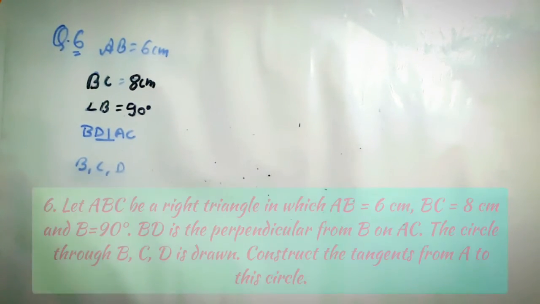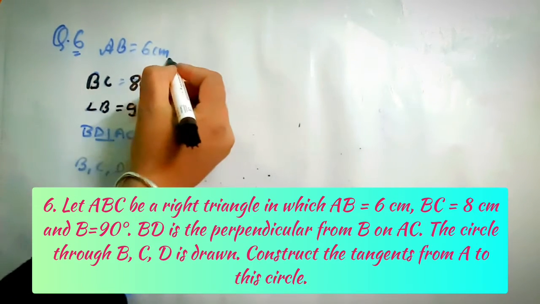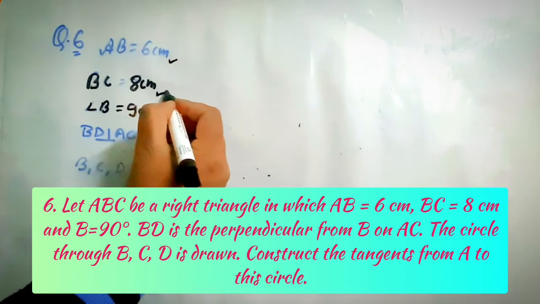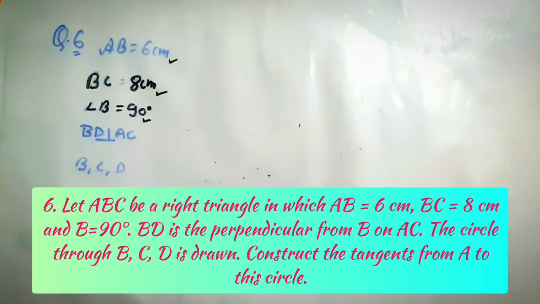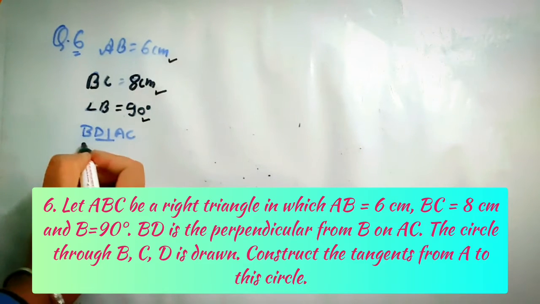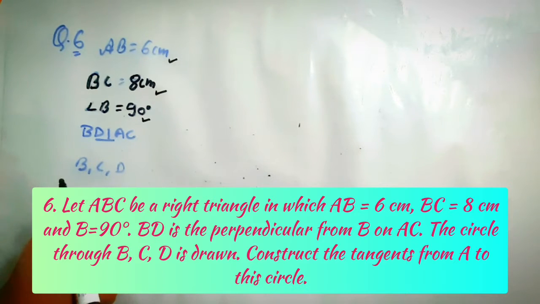Namaste everyone. Today we are going to discuss question number 6 of construction of circles. Let ABC be a right triangle in which AB equals 6 cm, BC equals 8 cm and angle B equals 90 degrees. Then BD is perpendicular from B on AC. Then a circle through B, C, D is drawn.